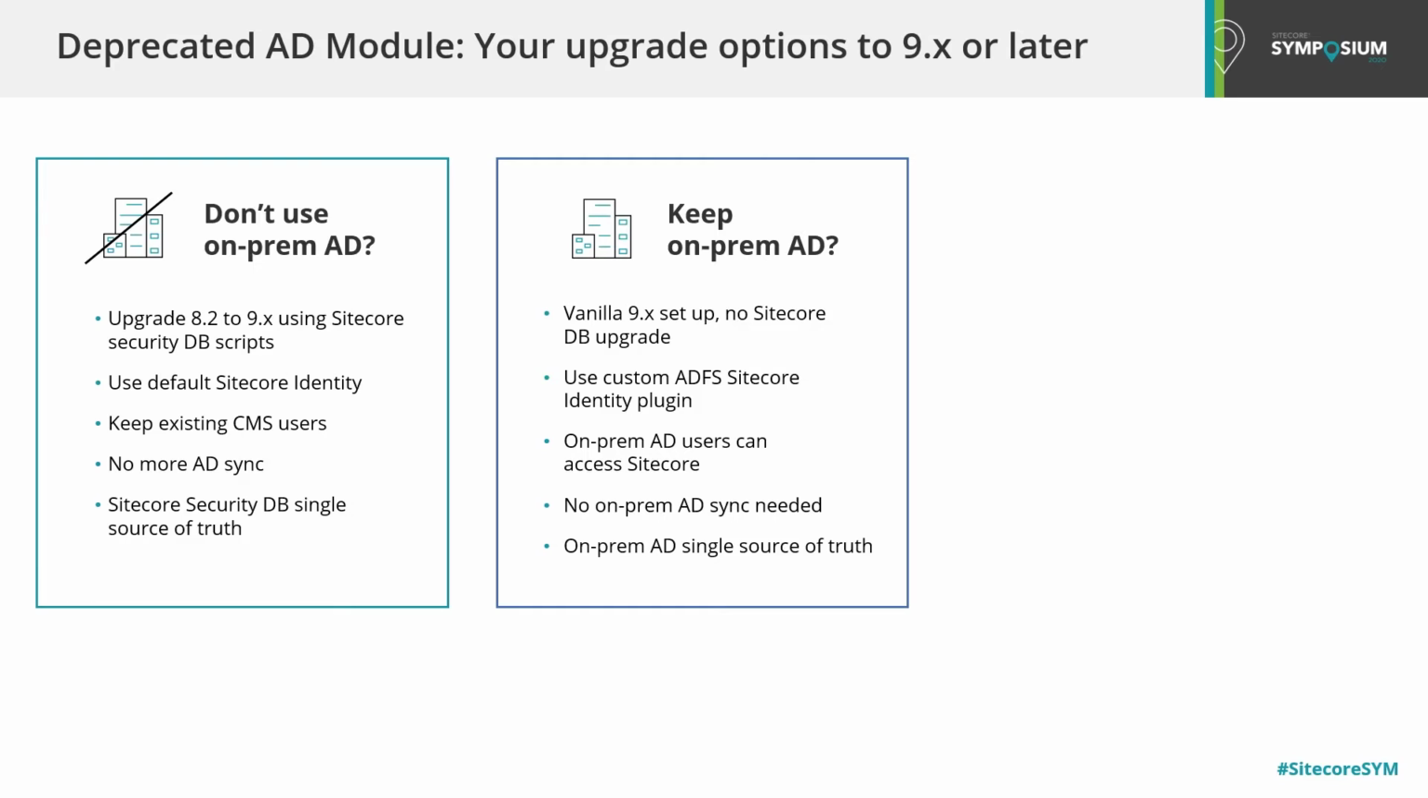Use a custom ADFS Sitecore Identity Host plugin. I'll be showing you a demo later in this session about this plugin. Now, you have your on-premises AD working with the Sitecore identity. So your on-premises AD users can access Sitecore instance. You do not need to do any more on-premises AD sync since we are using Sitecore identity. Your on-premises AD is now your single source of truth for identity management.